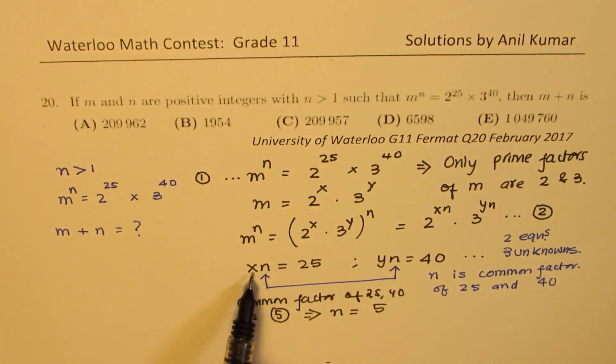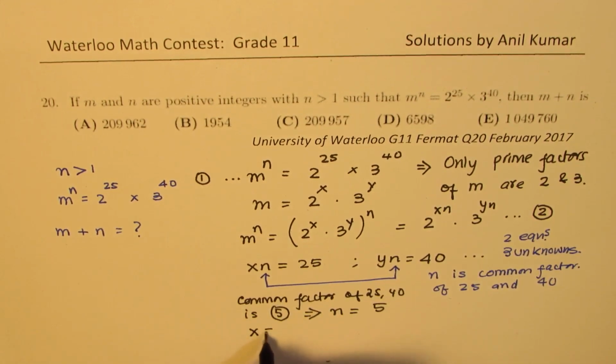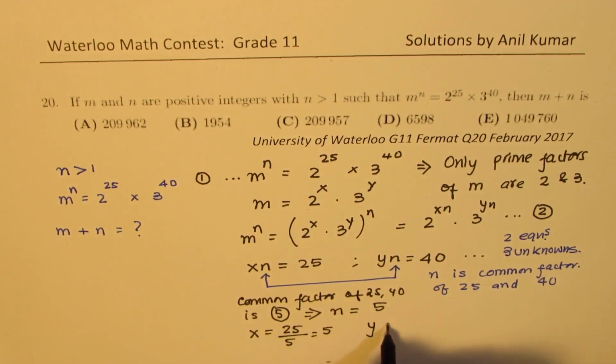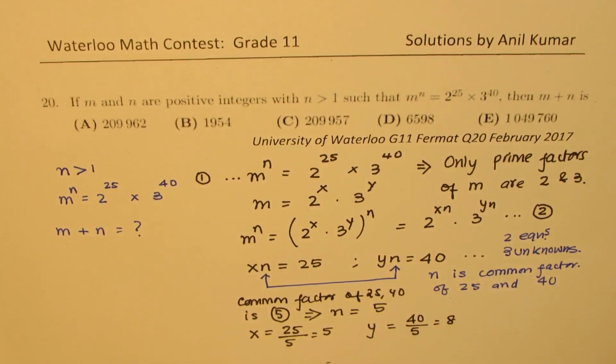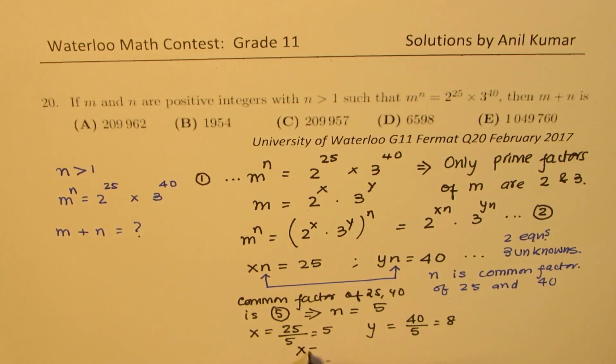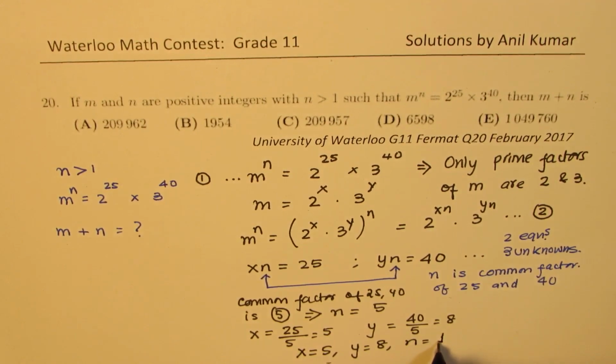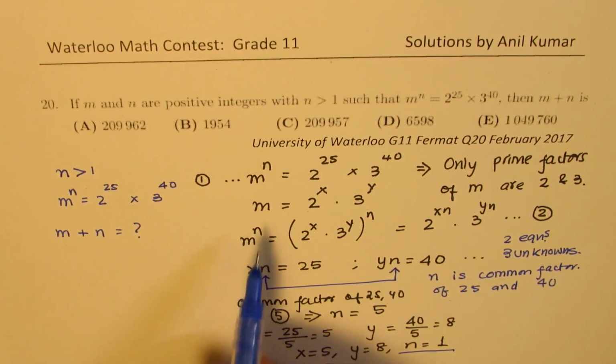And now we can solve what is x and what is y. Correct. So we have x as 25 over 5, which is 5, and we have y as 40 over 5, which is 8. So we get the values of x and y. Perfect. Now we can actually get our results. So what we know from here is that x is equal to 5, y is equal to 8, and n is equal to 5. And m plus n.